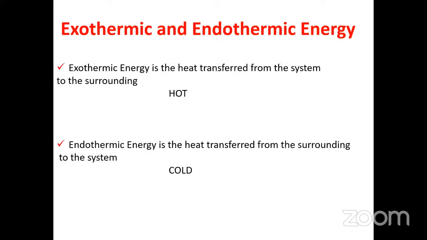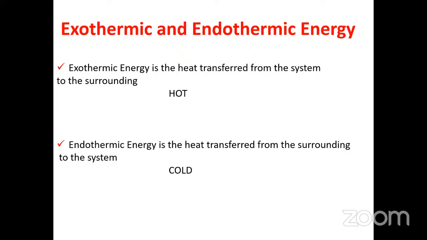We'll look at exothermic and endothermic energy. You can see we're just going bit by bit, introducing the different properties gradually until later on you get into the real thing. So now exothermic energy is the heat transferred from the system to the surrounding. Exothermic is leaving the system and going out. Exo. So you will feel the heat. It is hot. The heat is leaving the system and going out to the surrounding. So when you touch the surrounding, it is hot.